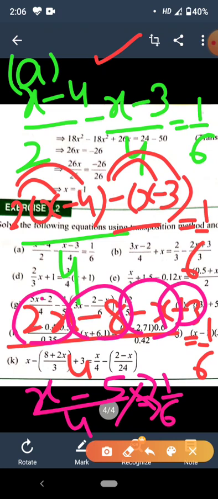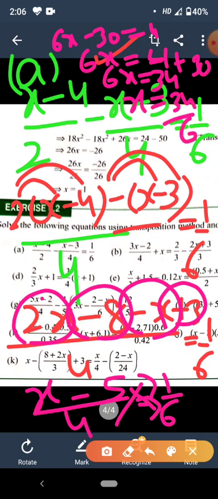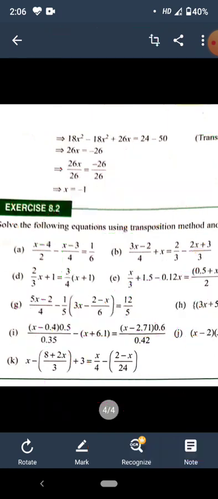x minus 5 multiplied by 6 will be 6x minus 30. Then 1 multiplied by 4 is 4. Then minus 30 will change the sign. I tell you that whenever there is a transposition, the sign will change. This minus 30 will become plus 30. So 6x is equal to 34. So x is equal to 34 upon 6. In this manner you will do the question.